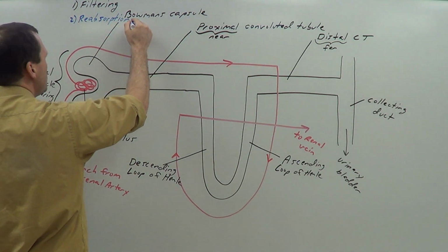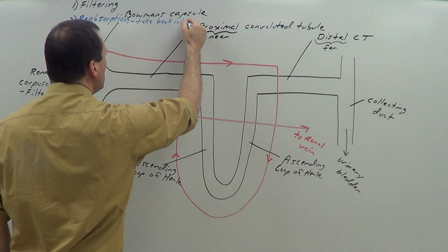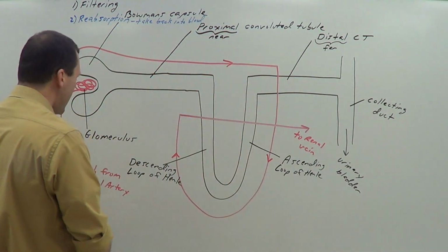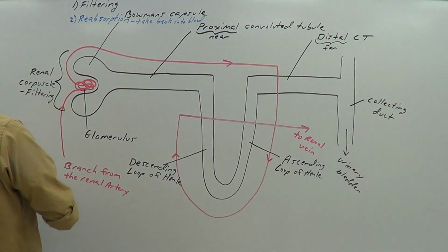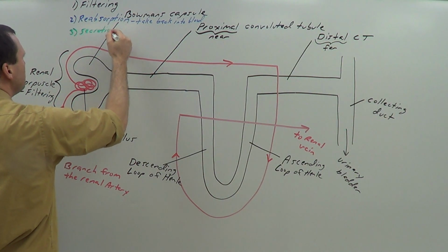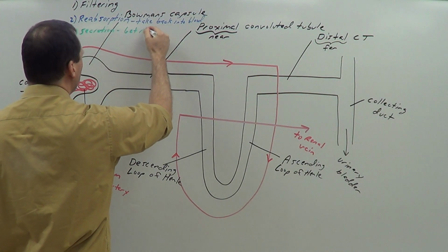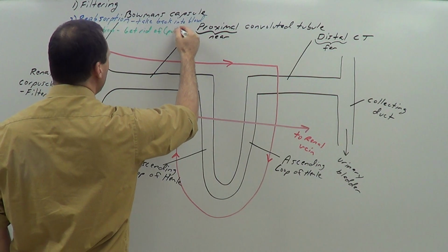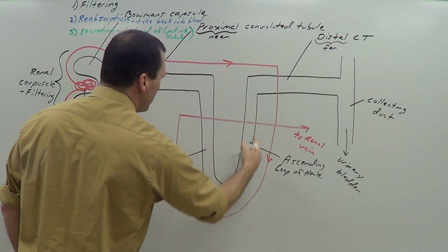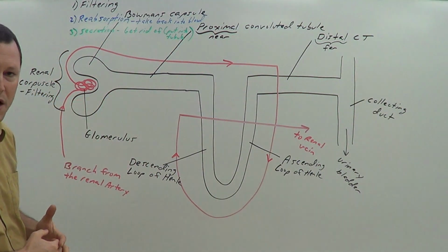Now, reabsorption means to take back into blood. When you reabsorb something, it goes back into your blood. And then lastly, the opposite of reabsorption is going to be secretion. And secretion, we're going to get rid of or put into the tubule. All right, put into this tubule at some point in time. So those are our three main functions that are going to be taking place here.